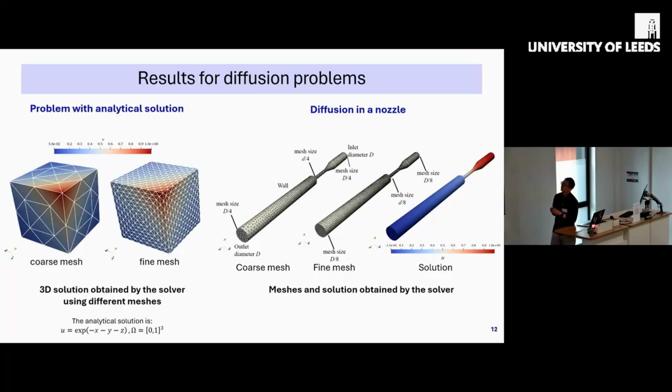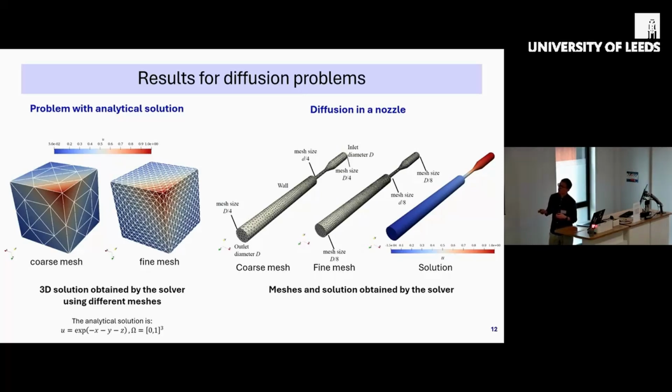So I'm showing some results for the diffusion equation here. First, we want to test if the integration we do is the same as you would implement it in the traditional way. So we'll test it with a problem with an analytical solution so that we can compute the exact L2 norm error, so that you know if it's converged in an expected way.